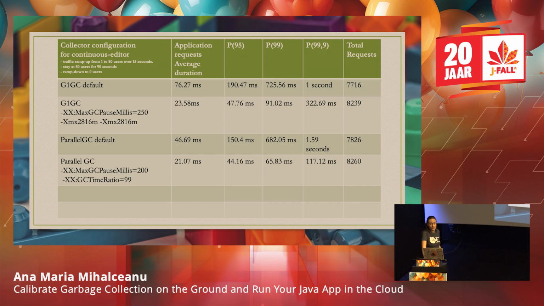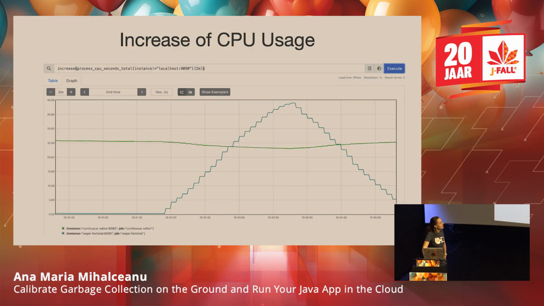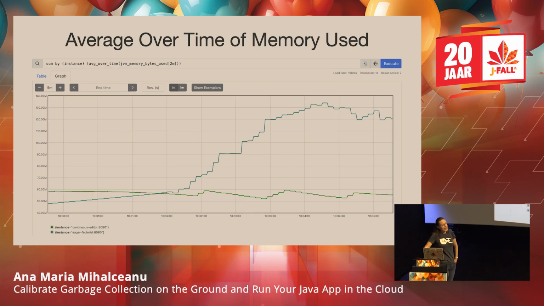Looking at the continuous editor, the IO bound one, now I can see that I reached my throughput goal. I'm doing great in terms of latency, but looking at the overall chart, it seems like G1 GC and parallel GC with improvements can get me to the same goal. So probably selecting one of them as my collector would be good. Now, CPU usage, I didn't observe much change. And the average over time of memory used, well, the memory use decreased significantly with this one. So from this point of view, I pretty much prefer parallel GC, especially for the eager factorial application.